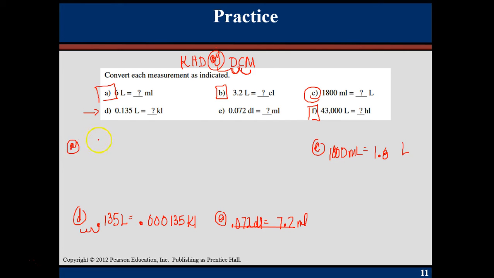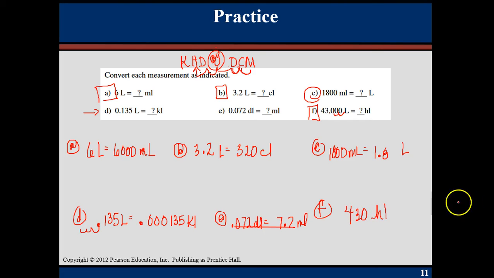Okay, for A, I got 6 liters, and I want to go to milliliters. I'm in the middle and by, so 1, 2, 3 spots to the right would be 6,000 milliliters. For B, I have liters in the middle here, and I want to go to centi, so that's only 2 spots to the right. So 3.2 liters, 2 spots to the right would give you 320 centiliters. Finally, F, I have liters, which is in the by here, and I want to go to hecto, which is 1, 2 spots to the right. So 1, 2 would be 430 hectoliters.